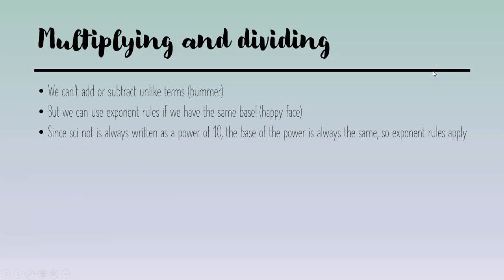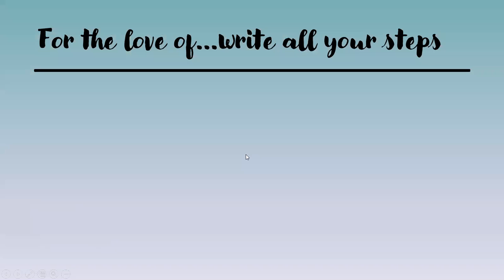So let's say we have, let's just review exponent rules. It's true that if we have the same base, oh, it says always written. I thought it said since scientific notation is not always written. I was thrown off. So scientific notation always has the same base. So we can apply exponent rules because they have the same base. So if we're multiplying powers of 10, we add the exponents.